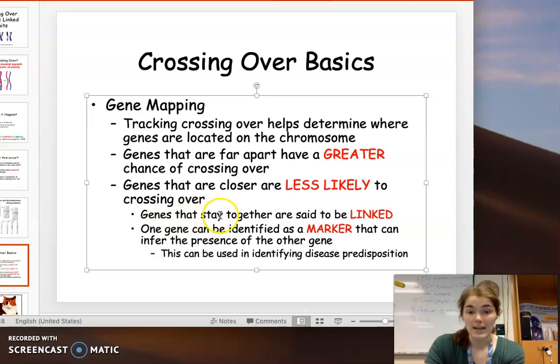Now, genes that stay together are said to be linked. One gene can be identified as a marker, and that can infer the presence of the other gene. So if we know the gene for eye color is at the very end of a chromosome, and we see that eye color seems to be linked with hair color in some way, then we're going to guess that they're close together. But like your eyebrow color and your hair color are controlled by two different genes. Often they're the same because they're close. They can be different, but often they are the same.